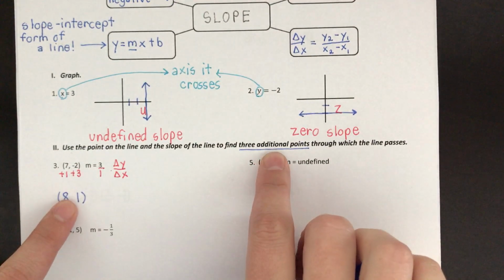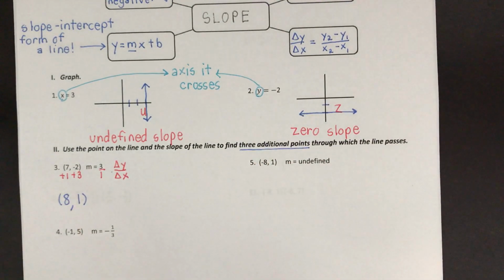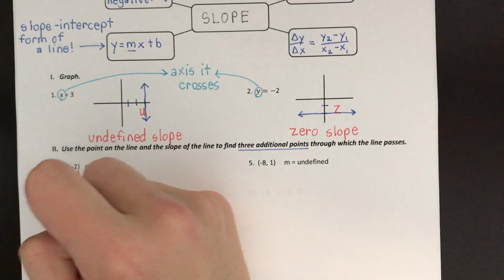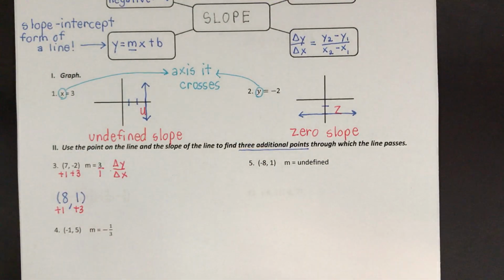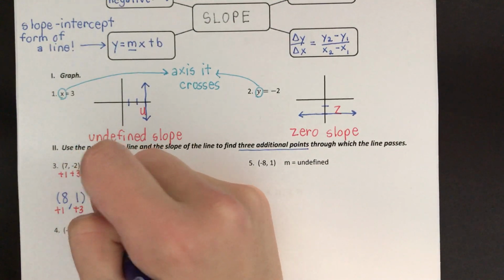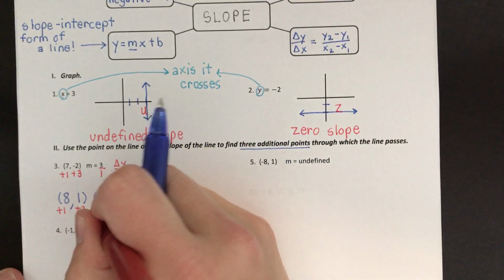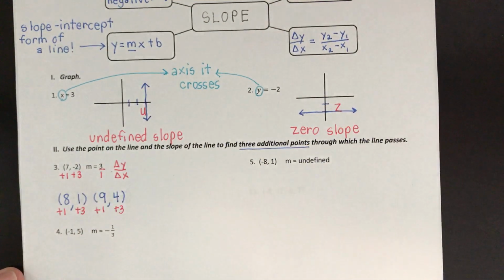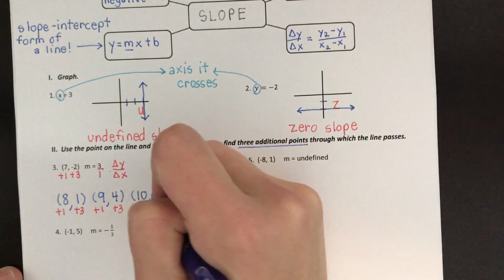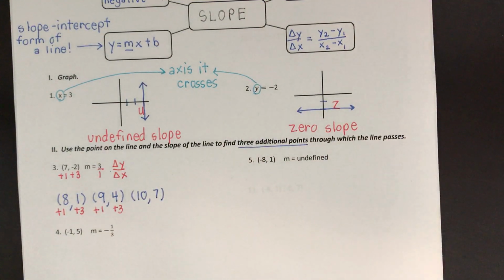It wants 3 additional points, not just 1, so I need to keep going in that same fashion. So add 1, add 3. So 9, 4 would be my next point. And then again, add 1, add 3. So 10, 7 would be my next point.